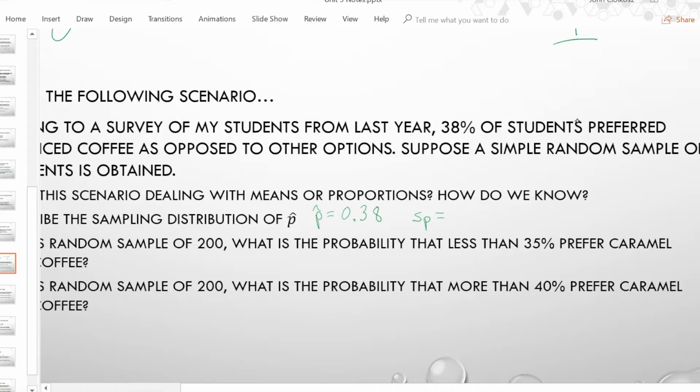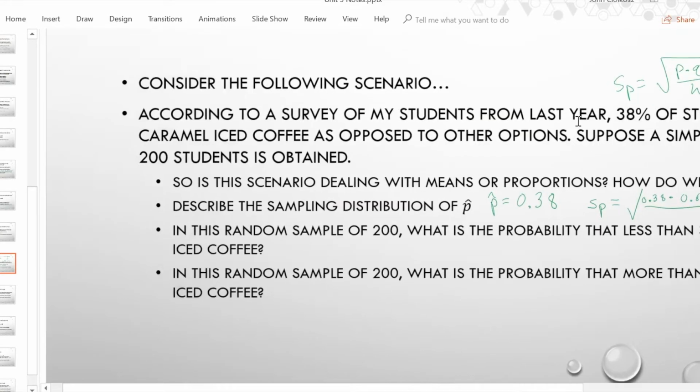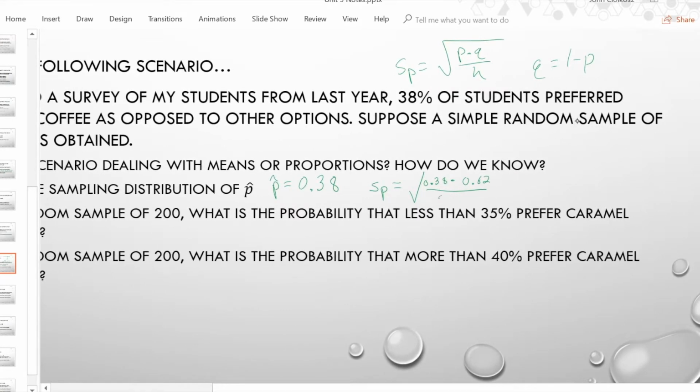Okay, so this formula, right, I'm just going to scratch it down up here. So S sub P, we did P times Q, and we've done this before. You've done it on a quiz, actually, so we should have it down by now. So I have a P of 0.38. My Q is equal to 1 minus P. So that would be 0.62. And then my N here, we said 200 students. So that's going to be my N there of 200.